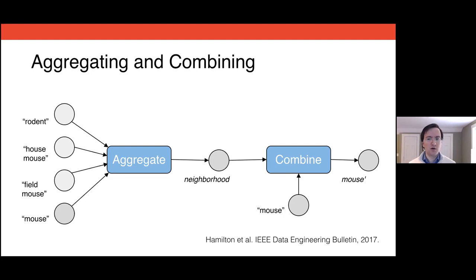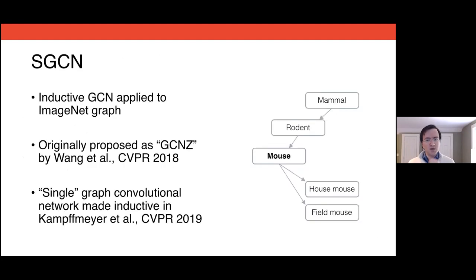And so now I'll tell you about how people have used these for zero-shot learning. There are a couple of primary related works that I want to focus on. The first one is SGCN, which stands for single graph convolutional network. It's an inductive graph convolutional network applied to the ImageNet graph. Inductive in this case refers to the fact that we can potentially change or expand the graph after training. That's going to be really important for zero-shot learning because we might have totally new classes that we want to specify.